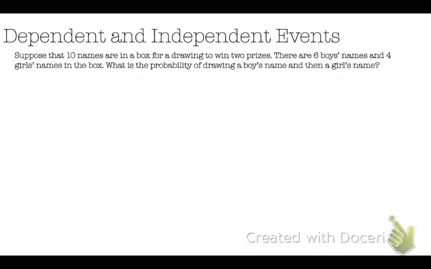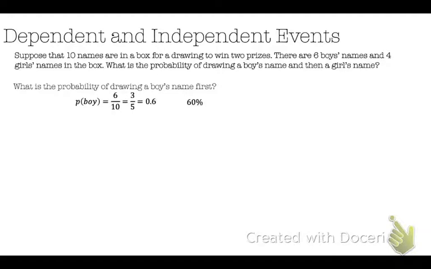Now let's do this one. Suppose that 10 names are in a box for a drawing to win a prize. There are 6 boys' names and 4 girls' names. And we want to know the probability of drawing a boy's name and then drawing a girl's name. So first we want to know what is the probability of drawing a boy's name. Well, it would be 6 out of 10, which is 3/5, which is 0.6. So that'd be 60%.